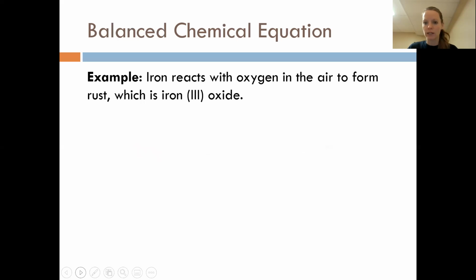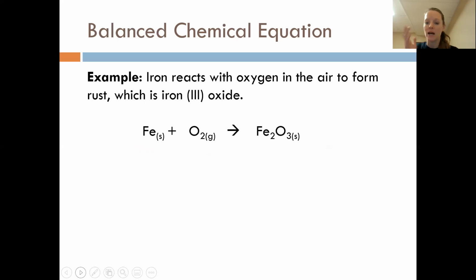Iron reacts with oxygen in the air to form rust, which is iron 3 oxide. We looked at this. Iron is Fe, it's a solid. Oxygen gas is O2 gas, and iron 3 oxide is Fe2O3 with swap and drop. So my problems here, I have 2 iron on the product side and 3 oxygen.